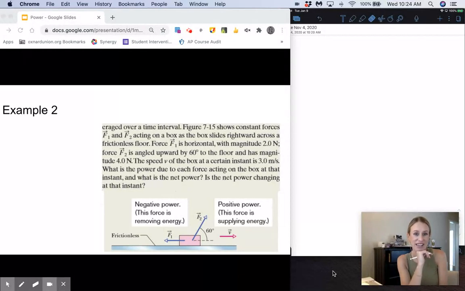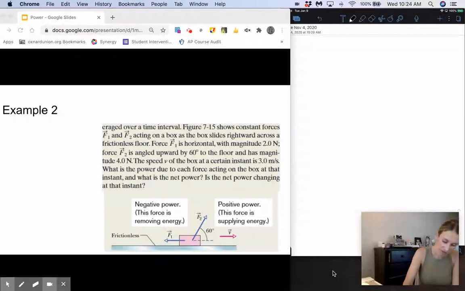The speed v of the box at a certain instant is 3 meters per second. What is the power due to each force acting on the box at that instant, and what is the net power? Is the net power changing at that instant? Because we're given forces and a velocity, we're going to use the power equation with velocity in it. If we're trying to find the power due to each force, we just take them one at a time.